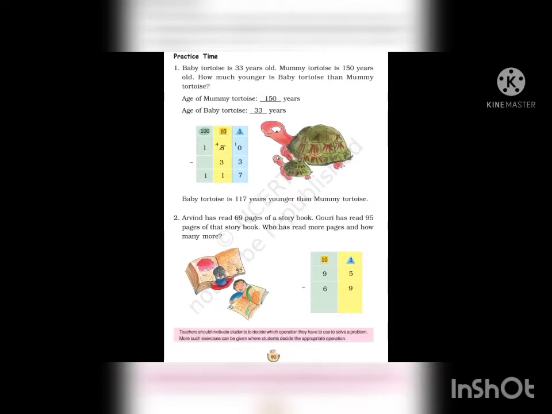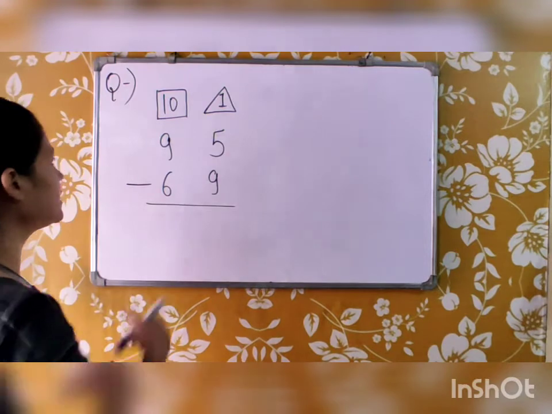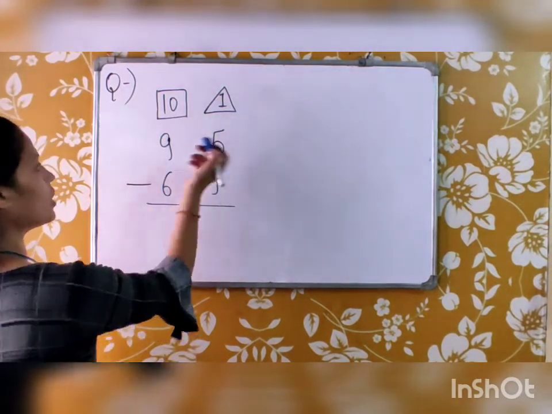And how many more? To find this out, we will do subtraction. We will subtract 69 from 95. So 95 minus 69 will be the answer, showing how many more pages Gauri has read than Arvind. So now let's see this question. We have to minus 69 from 95.